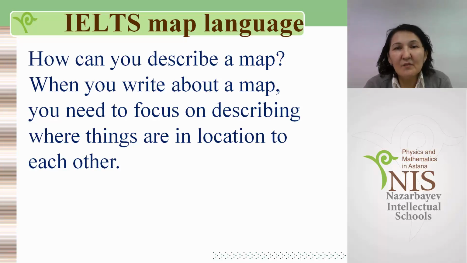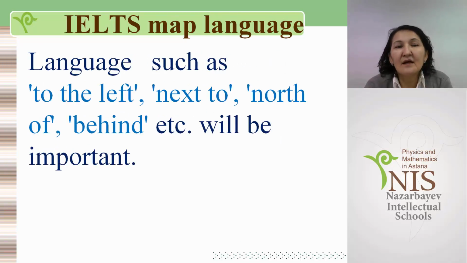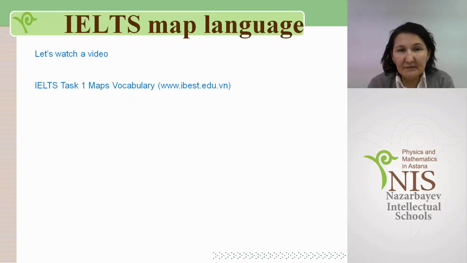Now, we are going to talk about map language, or how to describe maps. Do you know how you can describe a map? And when you write about a map, you need to focus on describing where things are in location to each other. Keywords are here, where and in location. We can use language such as to the left, next to, north of, behind, and they are very important. These words are very important for describing a map.